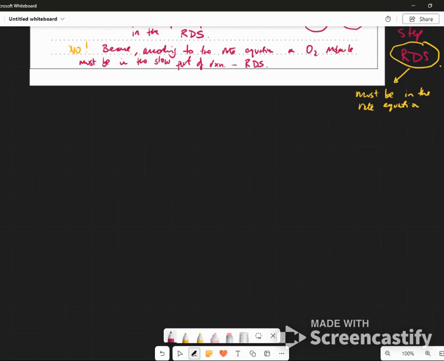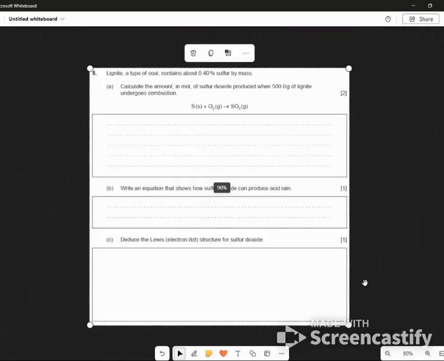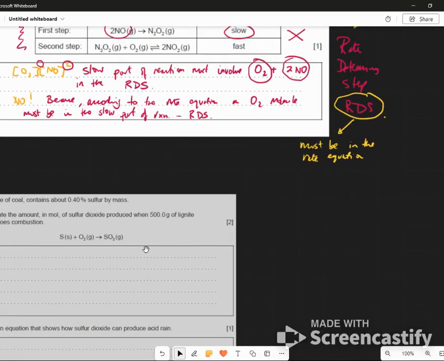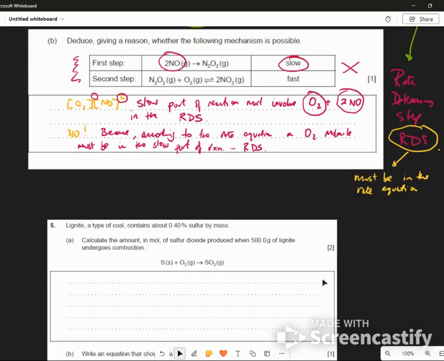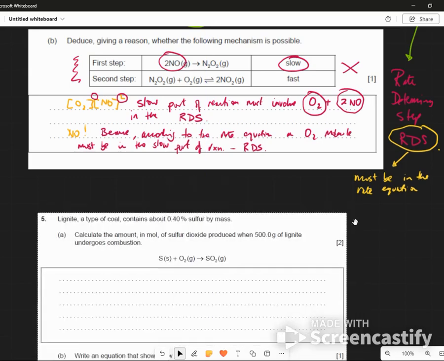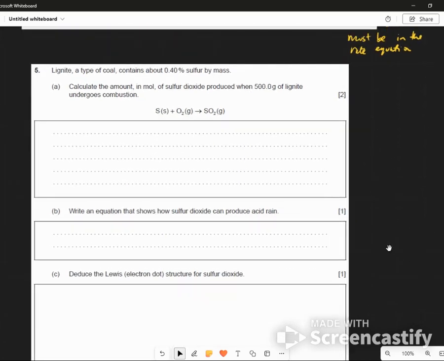Right, here we go. So I'm going to copy this one. This one doesn't look like a rate equation, but it is. All right, so let's get that to 100. Let's move this under there. Okay, and I'll whip through the top bits quickly. I hope I will anyway. Okay. And obviously, first of all, there's an equation. All right. Lignite type of coal contains about 0.4% of sulfur by mass. Calculate the amount of moles of sulfur dioxide produced when 500 grams of lignite undergoes combustion.